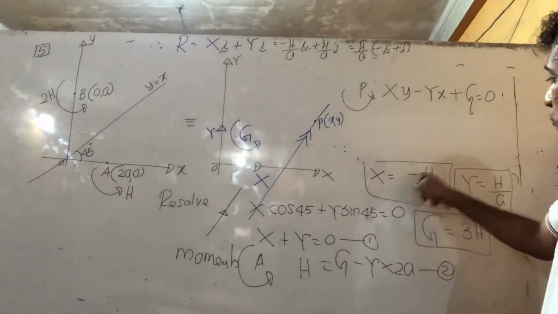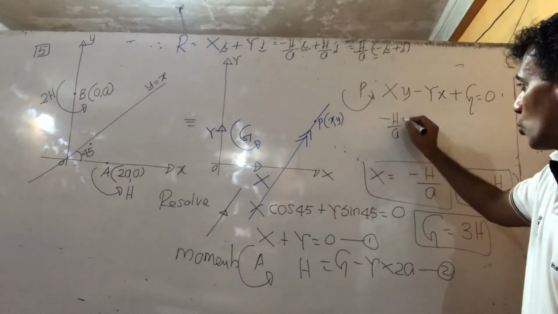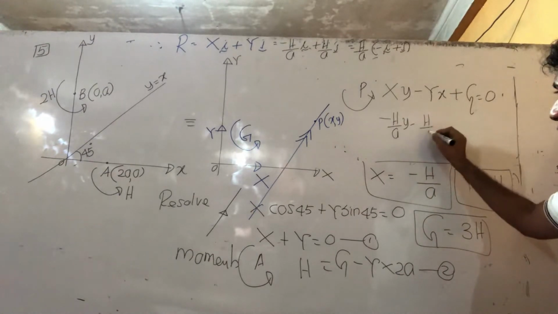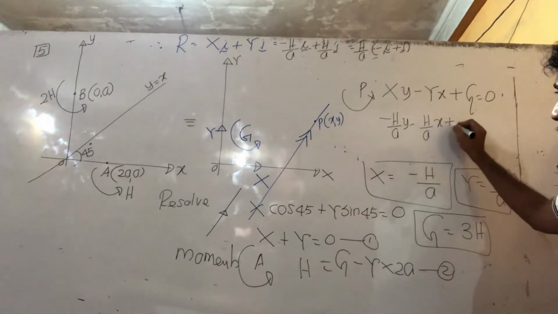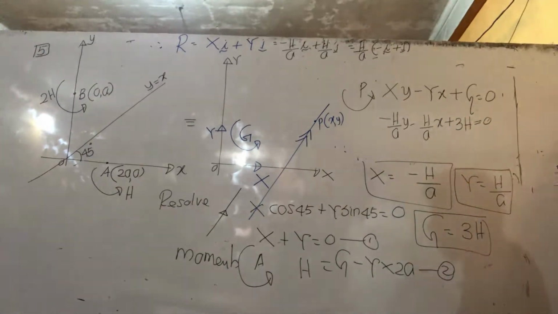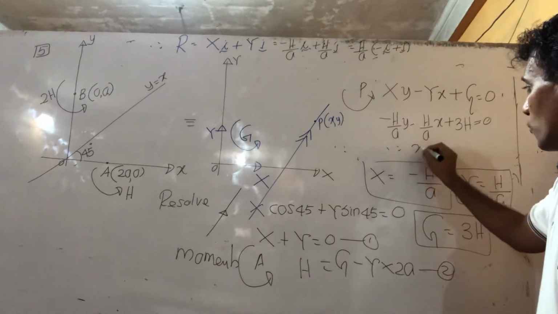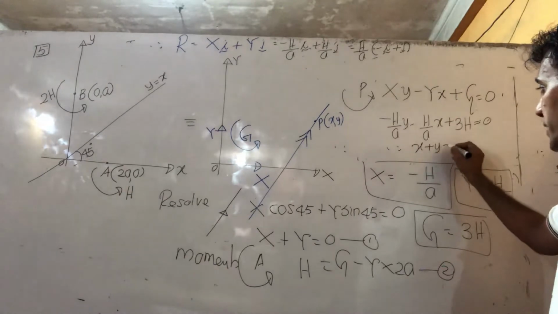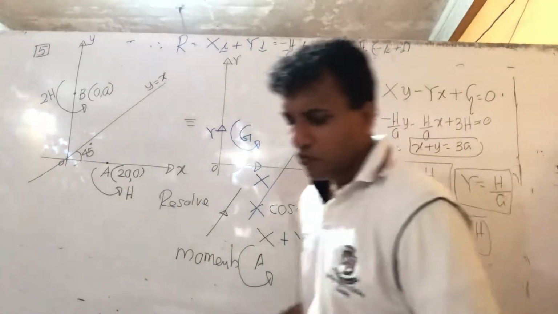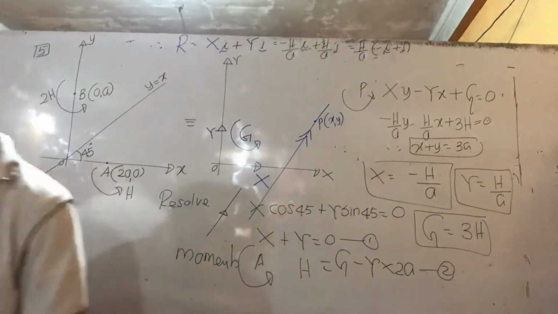So simplify: X is minus h over a into y, Y is h over a into x, G is 3h. Therefore rearrange the answer. The answer is given there: x plus y. All the h cancel, multiply by a, so x plus y equals 3a. A well balanced question, a simple problem for a structure type question, right?